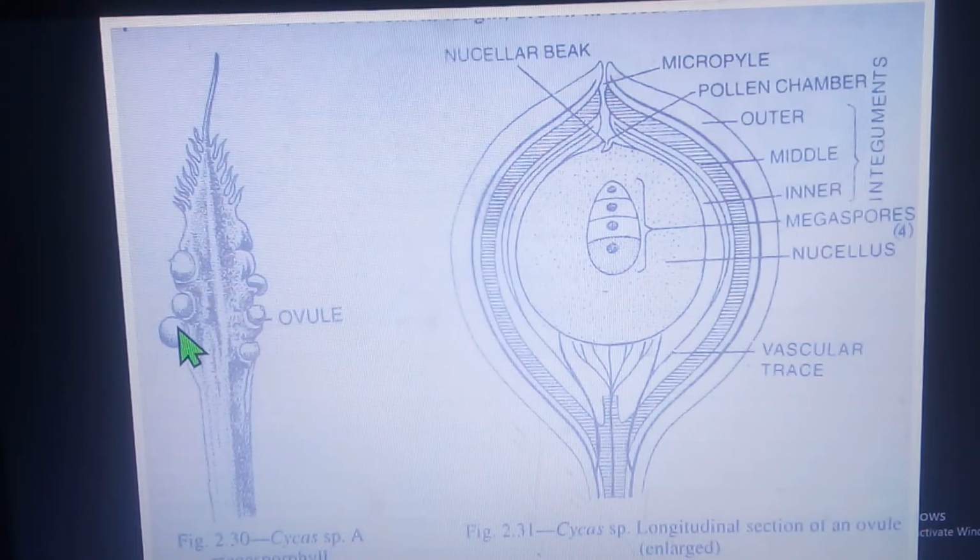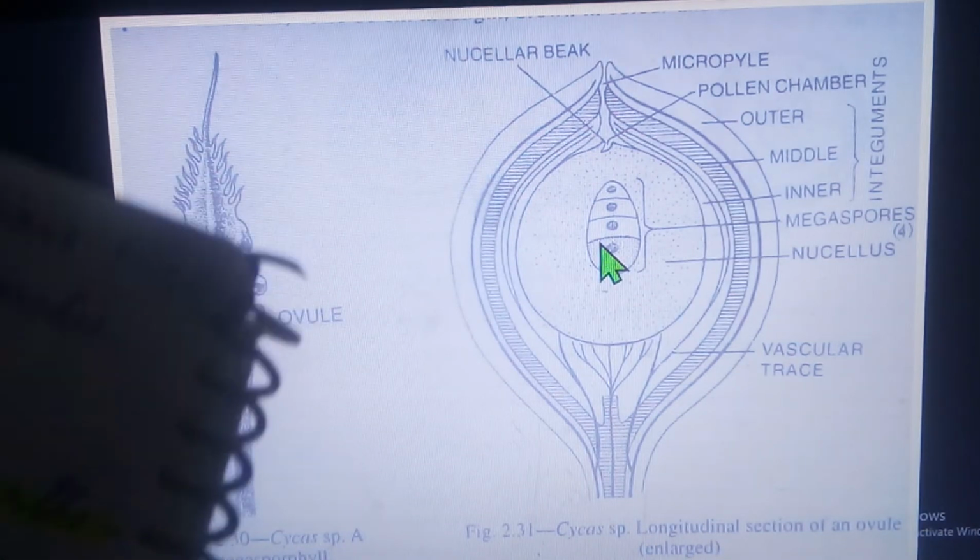Now each Megasporangium or ovule is sessile. That is, they are directly attached to the Megasporophyll without any stalk. They are sessile and orthotropous in position. Orthotropous here means the ovule is straight and upright with the micropyle at the apex. Okay, these types of ovules are called orthotropous.